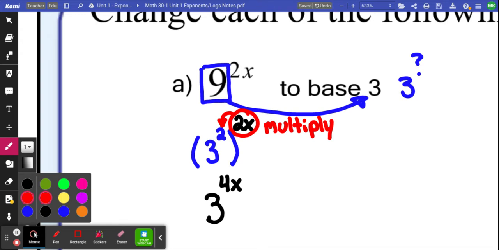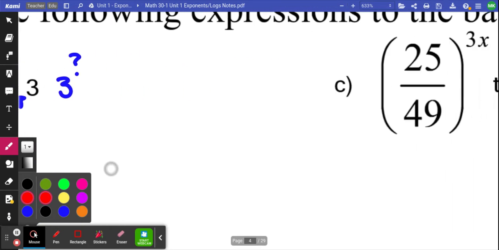That is called change of base. I took a power that was base 9. I changed it to a power that's base 3. Perfect. Let's see it with fractions.